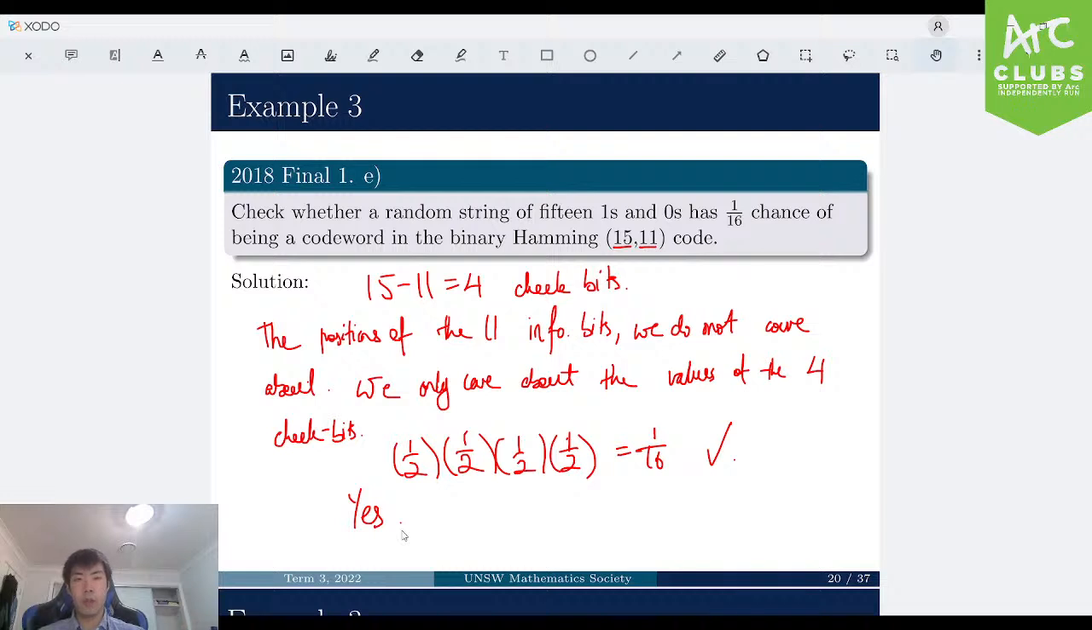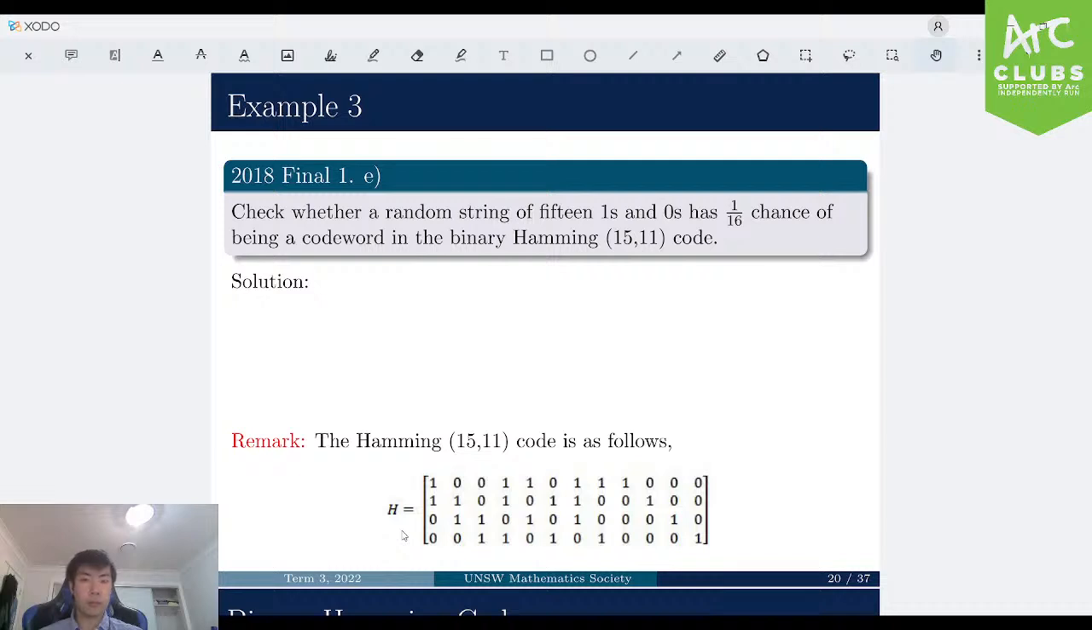We have a random string of 15 ones and zeros. There's going to be a 1 in 16 chance that it ends up being a valid code word in the binary Hamming (15, 11) code. Okay. A remark here is the Hamming (15, 11) code is as follows. I just wanted to point out.